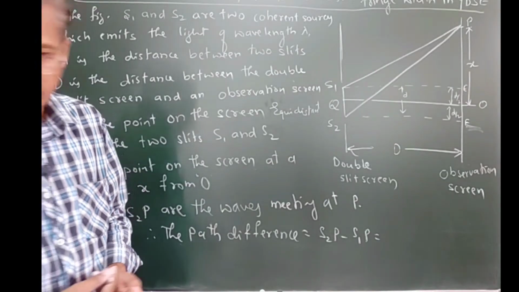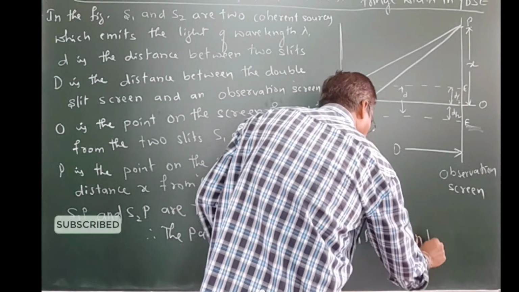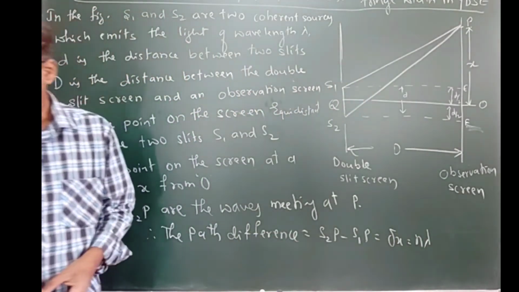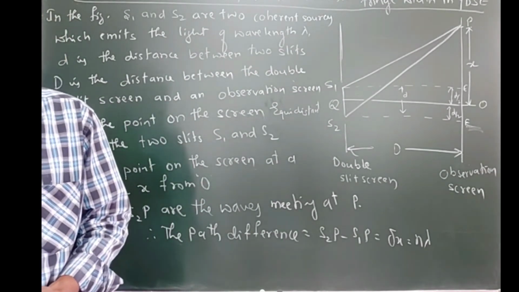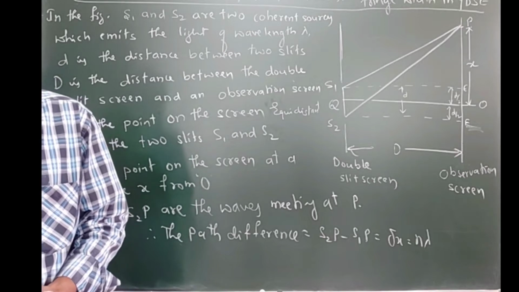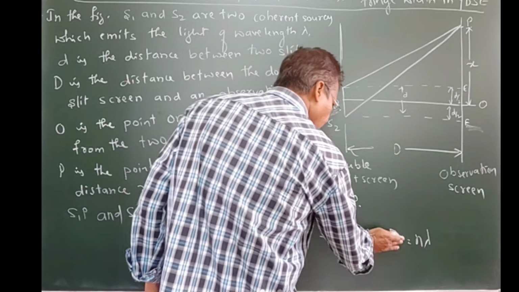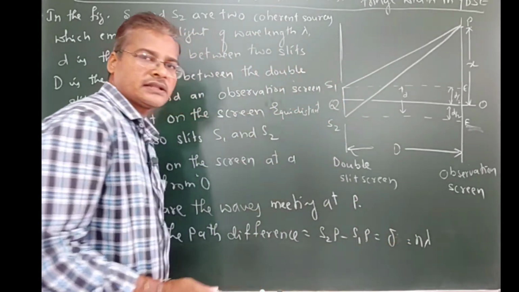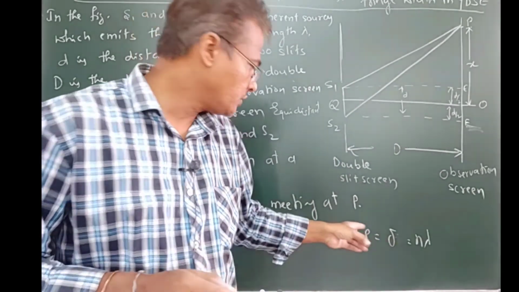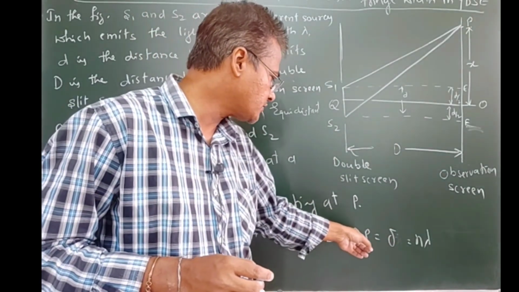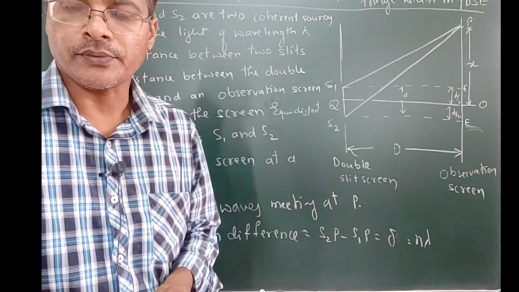That delta we can write as delta equal to n lambda. Simply take delta, not delta x, so that x does not cause confusion. So S2P minus S1P is delta, which equals n lambda; we have to consider it that way.